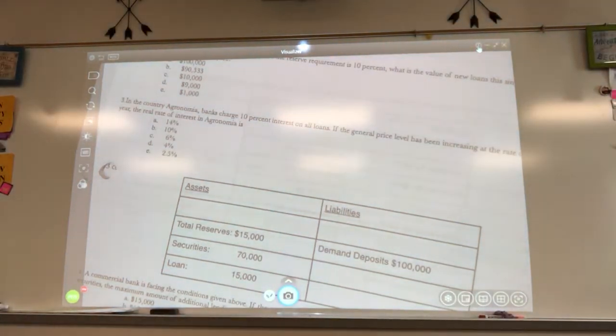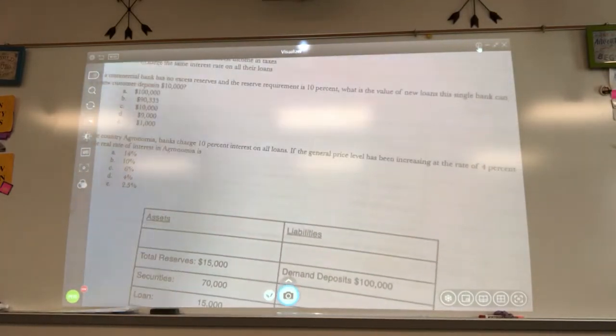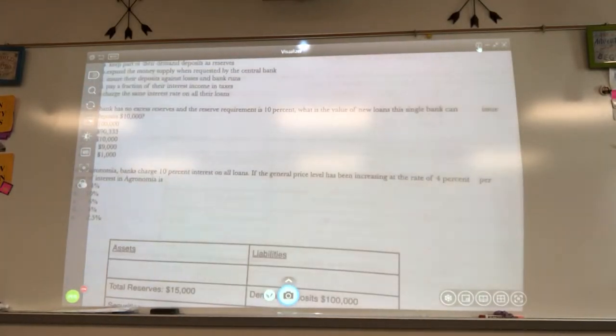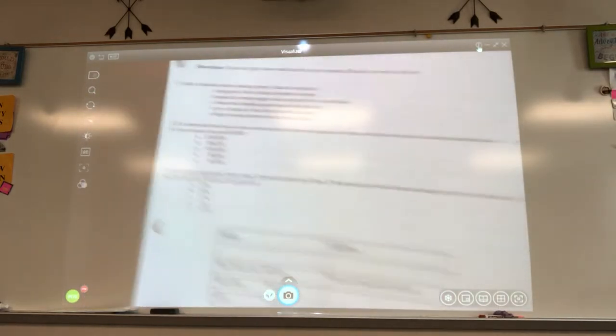Okay, so what we're gonna do is work through the multiple choice. Y'all know that a lot of these you will probably see on the test. But also, the way that these are written are good ideas of how the other questions will be written on the test.